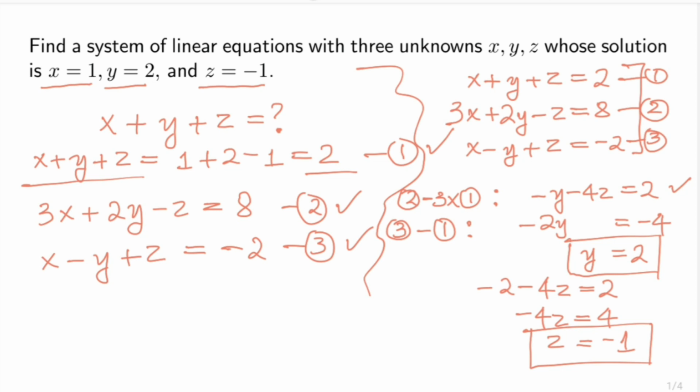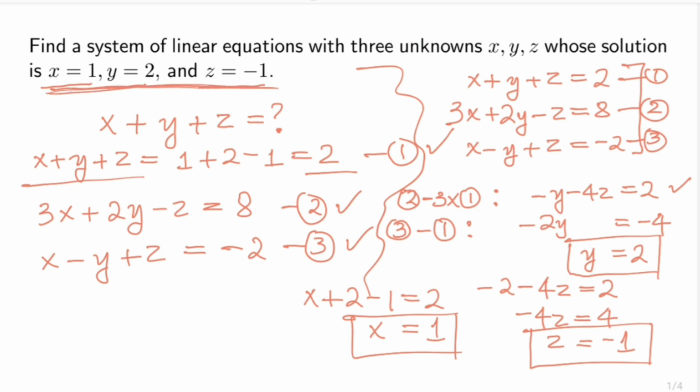So now we want x. And we can get x by substituting these two values into any of these equations. Let's substitute into equation 1. If we do that, what do we get? X plus y plus z equals 2. So x plus y, but y is 2, and then plus z is minus 1. This is supposed to be equal to 2. So what does that give us? That gives us x equals 1. And that is precisely what we started with.